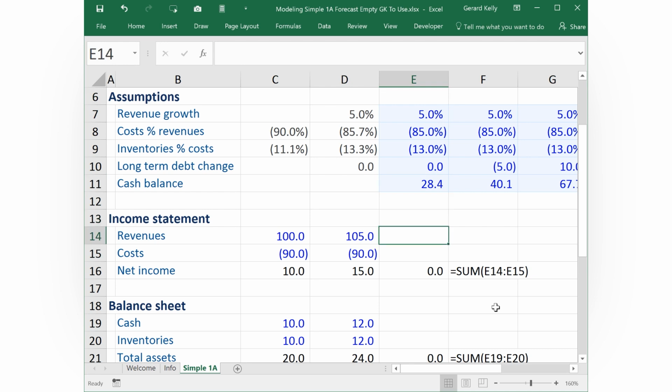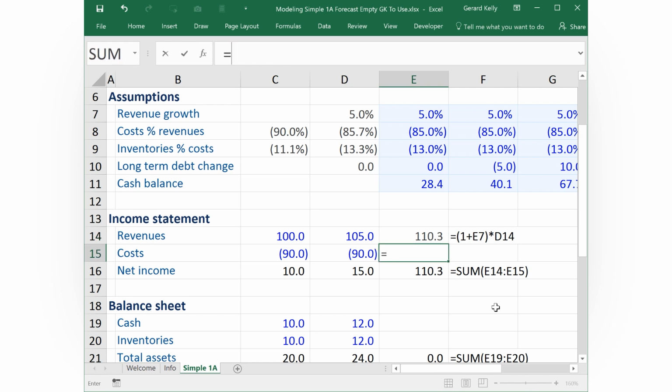For revenues, I look up to the assumption and it says it's going to be 5% revenue growth. So I'm going to take 1 plus the 5%, give me 105%, multiply that by last year's revenue, and that gives me this year's revenue of 110.3.